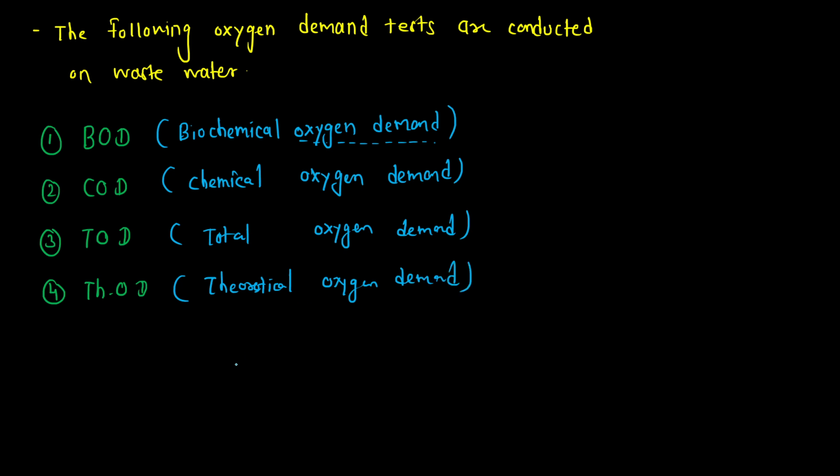These are the four things that we have to study, each one separately. But among these, the first one and the second one, in fact the first one, is very, very important. In every exam you will see questions from this. So this is super important: BOD, biochemical oxygen demand.